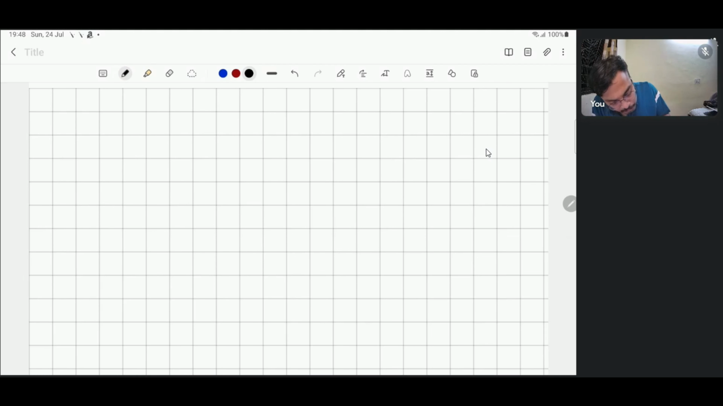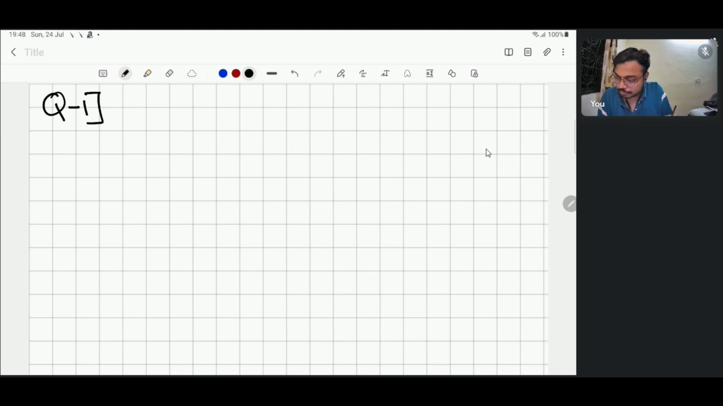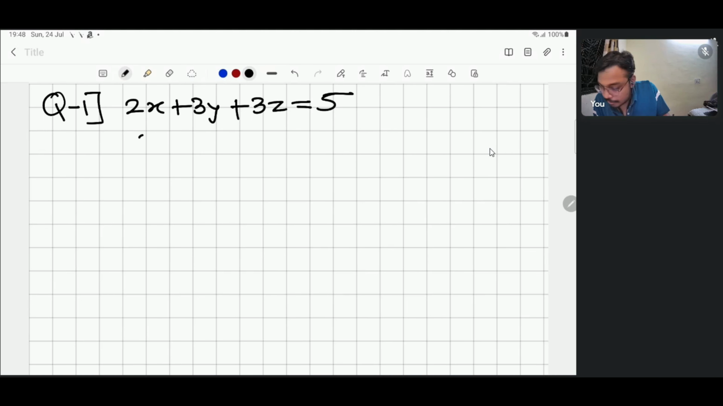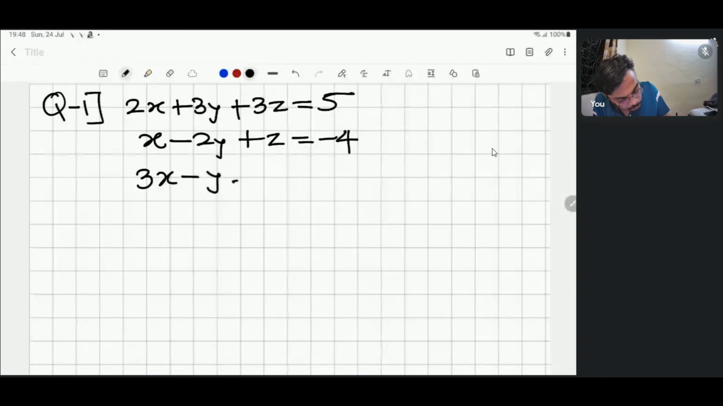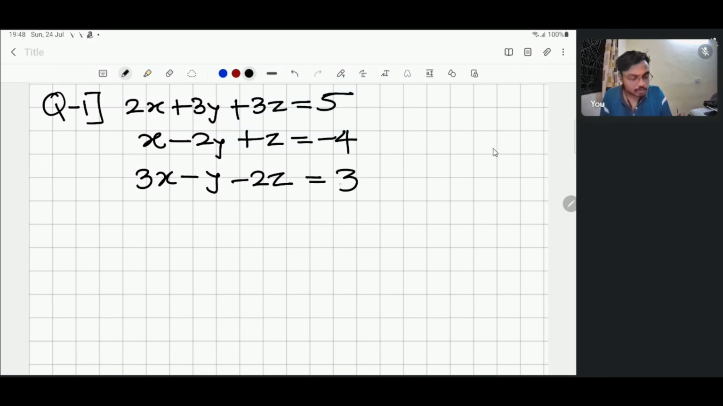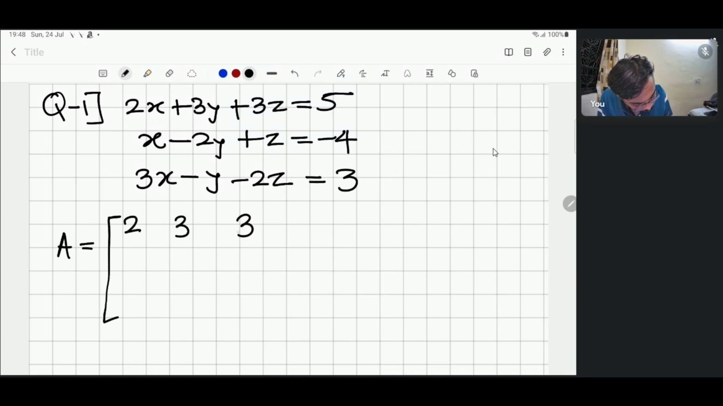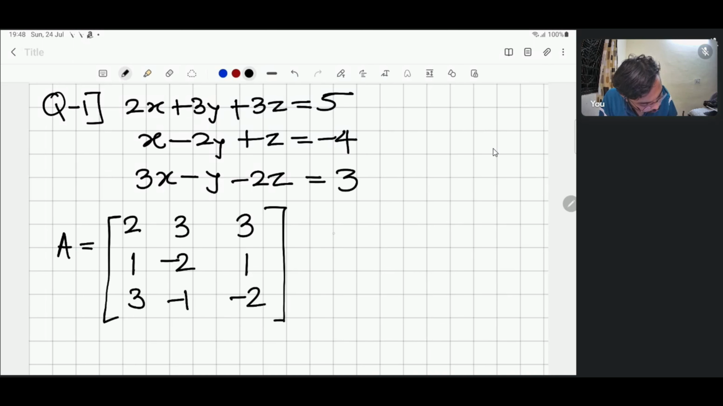First problem is, we will consider a system of equations: 2x plus 3y plus 3z is equal to 5, x minus 2y plus z is equal to minus 4, 3x minus y minus 2z is equal to 3. So here our coefficient matrix is 2, 3, 3, 1, minus 2, 1, 3, minus 1, minus 2. Our constant matrix is 5, 3, minus 4.